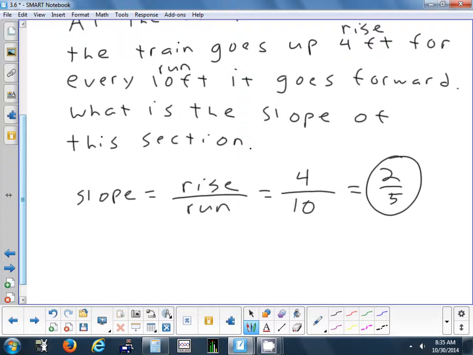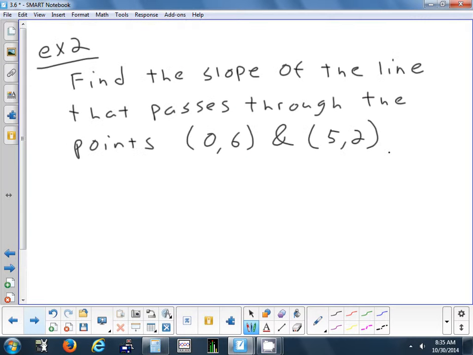All right. Any questions on how we found the slope of that? All right. Okay, let's try one where we have coordinates. They're not giving us a rise and a run. We have to find the rise and the run first.